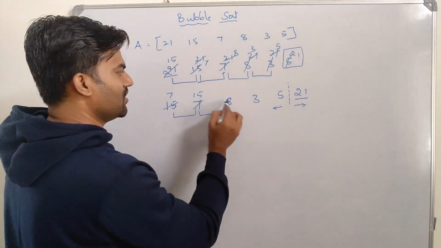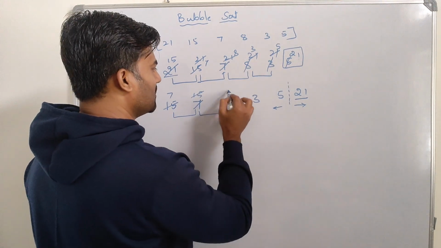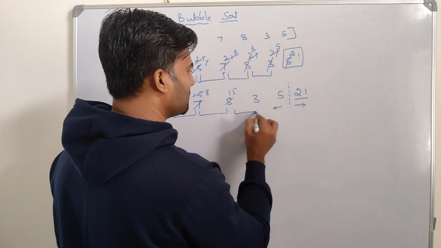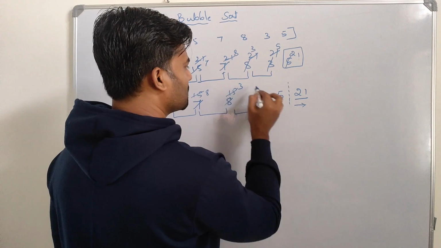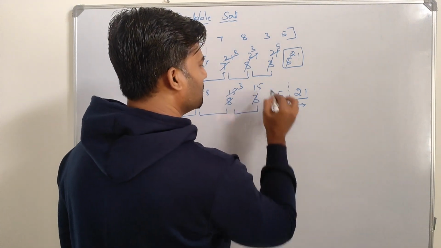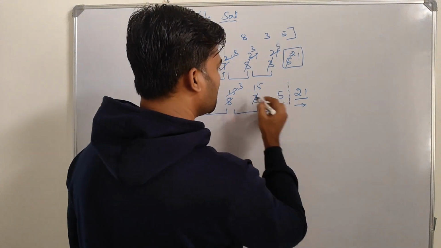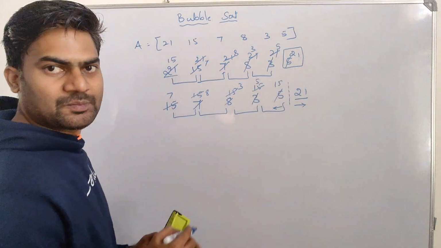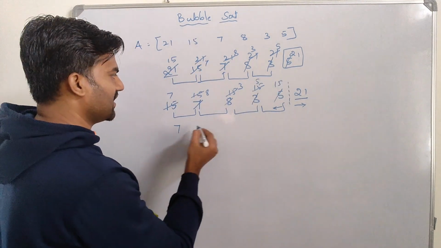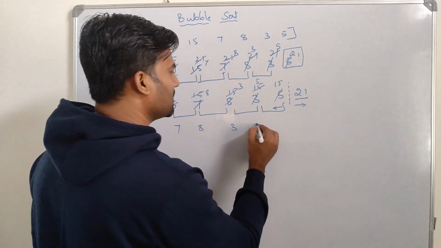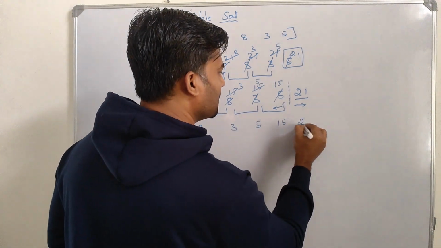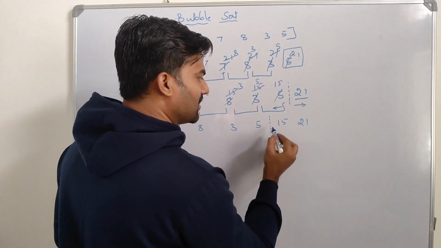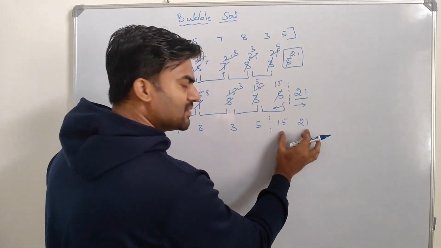Next, out of these two, which one is bigger? 15 is bigger, so I will swap them. Out of 15 and 3, which one is bigger? 15 is bigger, so I will swap them. Out of these two elements, which one is bigger? 15 is bigger, so I will simply swap them. At the end of the second iteration we get an array something like this. Till here the elements are sorted.